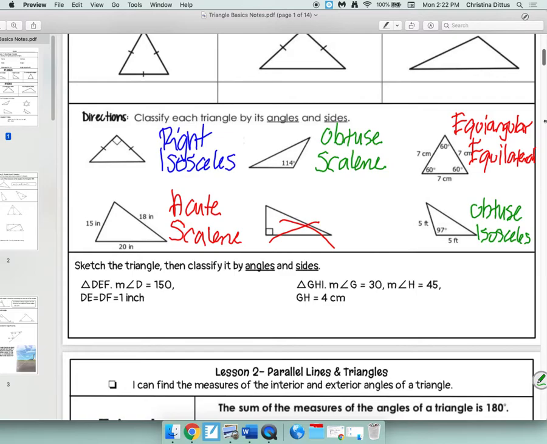Alright. We're going to do this one. All you need to do is draw a triangle. Label it DEF. It does not matter where you put D, E, and F, just as long as you label things the right way. So angle D is 150 degrees. DE is 1 inch. And DF is 1 inch. So what kind of angle do I have? Obtuse. I drew an acute one, but the angle is 150. So obtuse, and then what else? Isosceles, nice.